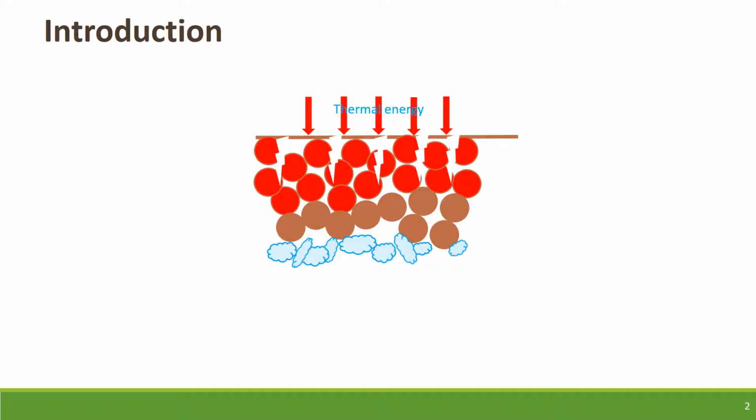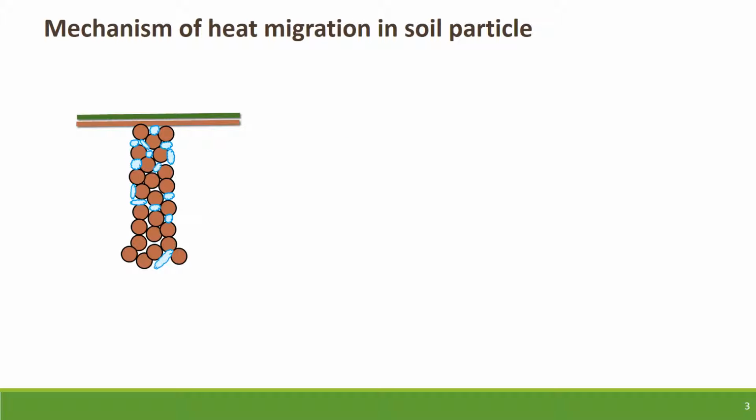So it becomes necessary to understand how heat energy migrates through the soil and what would be the critical moisture content after which that soil will start cracking. In this context, let us see what are the possible ways heat energy can migrate in the soil particles which are in saturated or partially saturated condition.